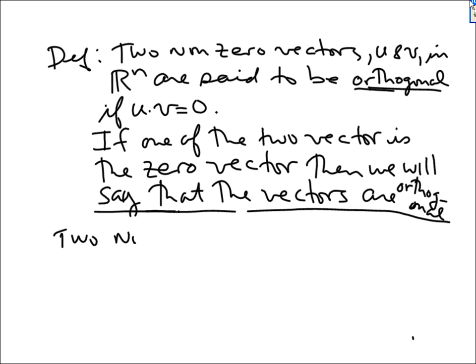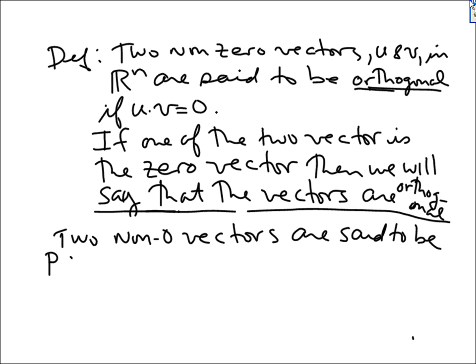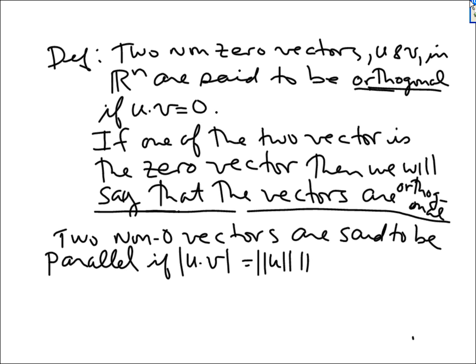Okay, so two non-zero vectors are said to be parallel. So we're kind of defining when two vectors are parallel. If the absolute value of u dot v is equal to the absolute value of u times the absolute value of v.